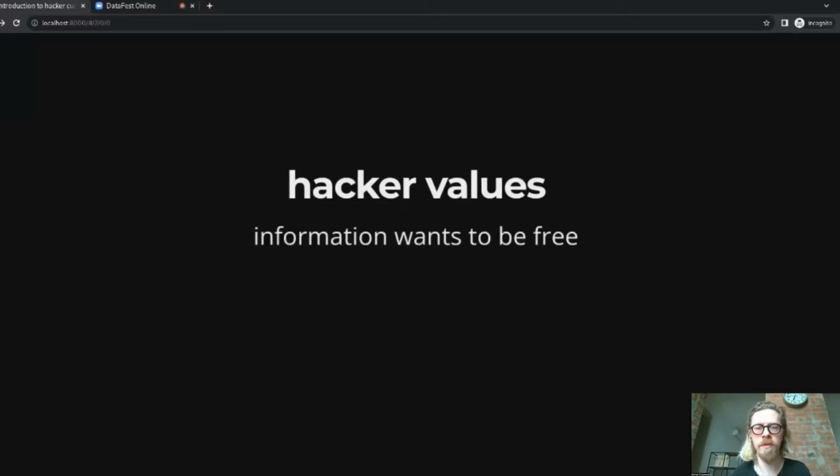Some info about the hacker values. I think one of the primary ones, which dates back to the 50s still, to the Model Train Club, is information wants to be free. It's a very popular term nowadays, but it actually originated over 70 years ago, I think.